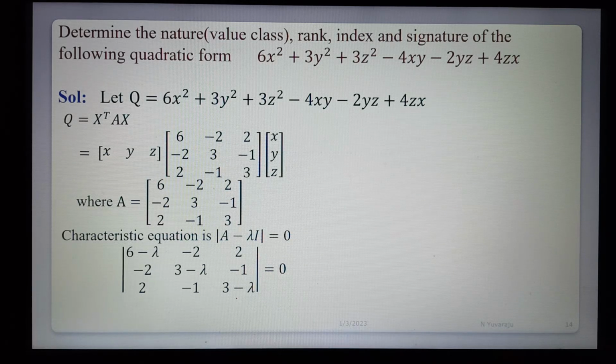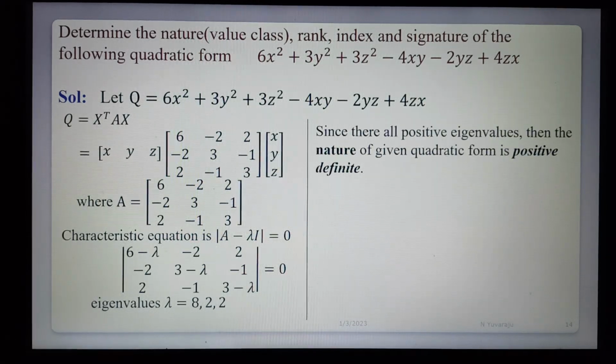Now finding the eigenvalue lambda, I am telling the eigenvalues directly here. Eigenvalues lambda is equal to 8, 2, 2. So all eigenvalues are non-zero positive. So now we define first of all the nature. The nature is, all eigenvalues are positive. Therefore the given quadratic form is positive definite. So all are positive, the nature of the given quadratic form is positive definite.